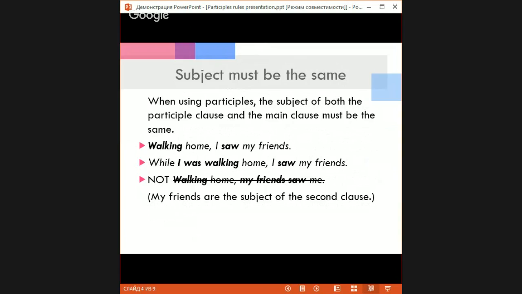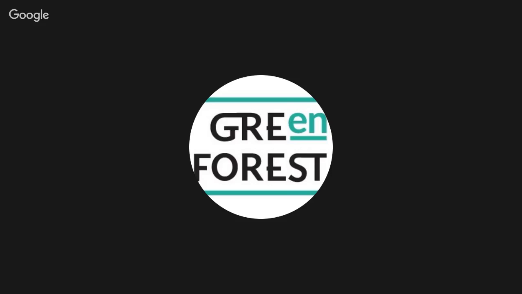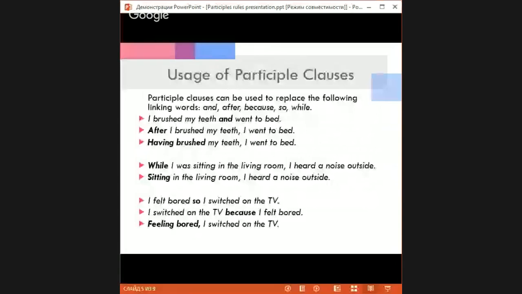And the last one is the usage of participle clauses. They can be used very often when we want to replace linking words such as and, after, because, so, or while. Let's look at some examples. I brushed my teeth and went to bed. After I brushed my teeth, I went to bed. Or it's possible to say, having brushed my teeth, I went to bed.